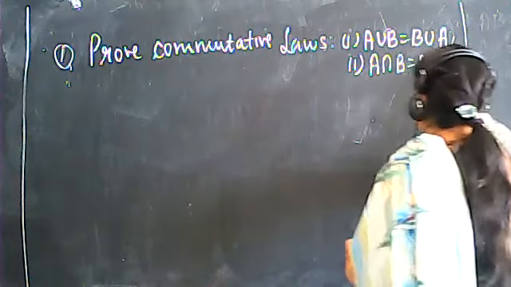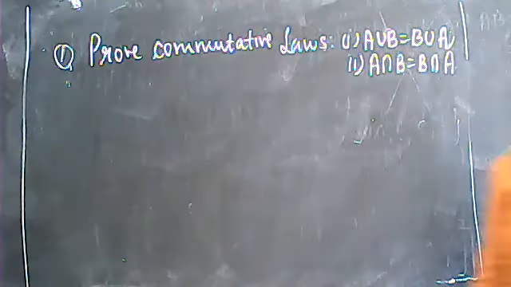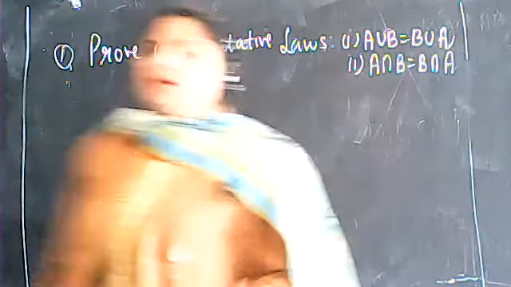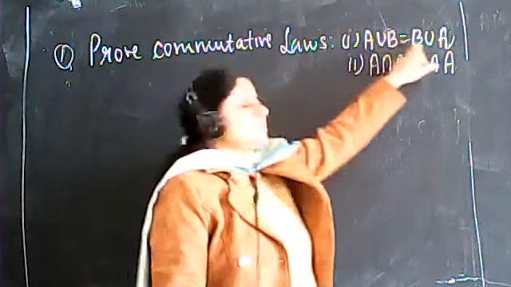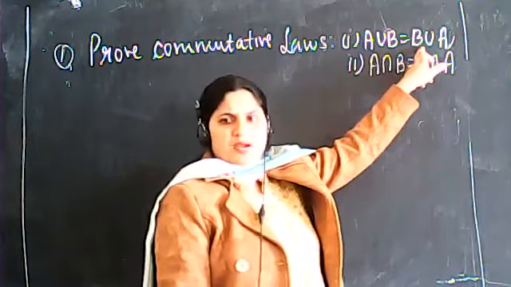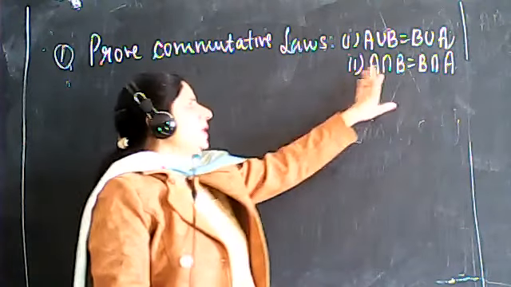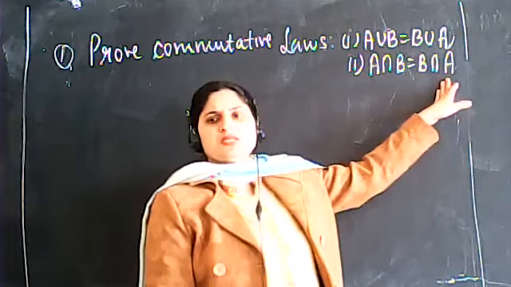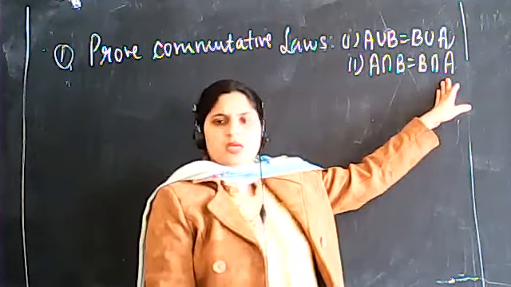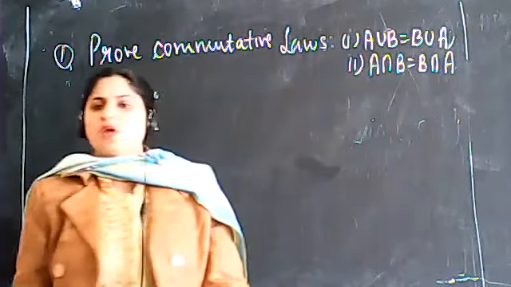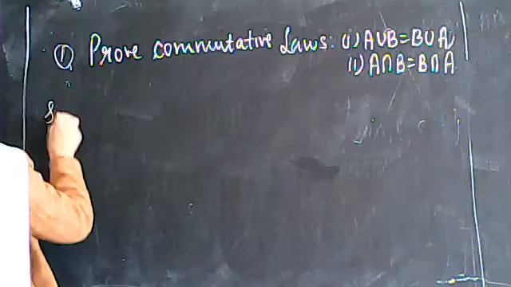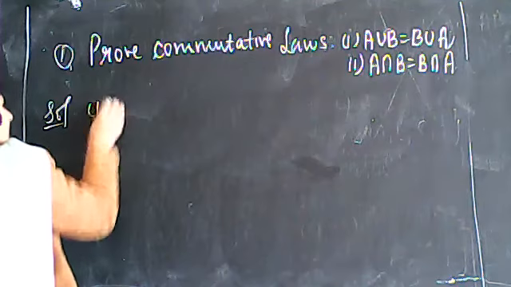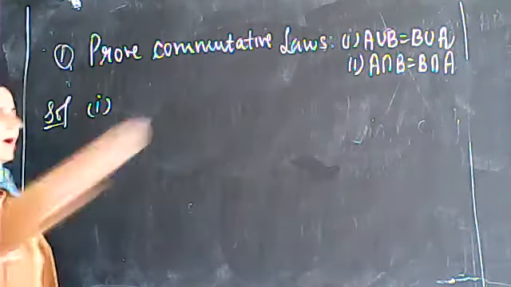So this is the statement of commutative laws. If A and B are two sets, then A union B is equals to B union A, part 1. And what is the second part? A intersection B is equals to B intersection A. So this is the statement for commutative law. Now let us have a look at its proof. Now I am going to start with the proof of the first part.